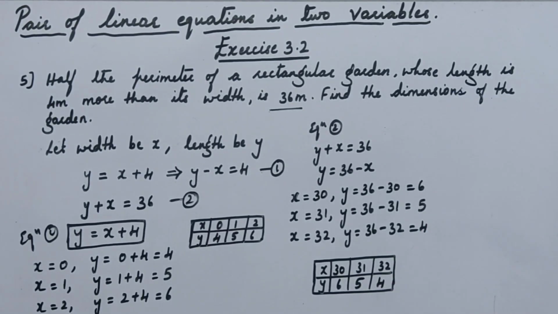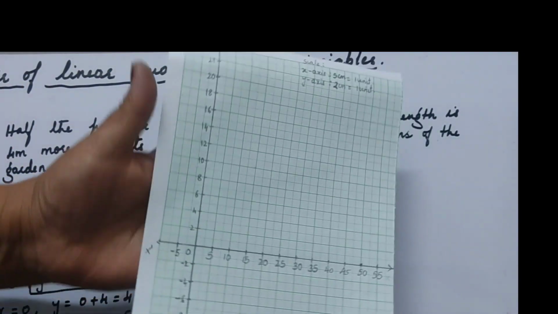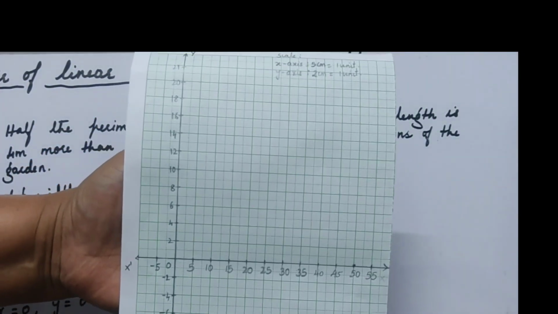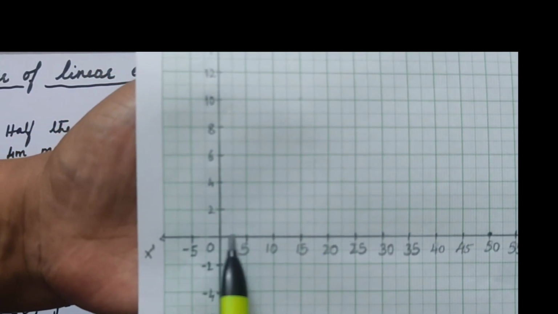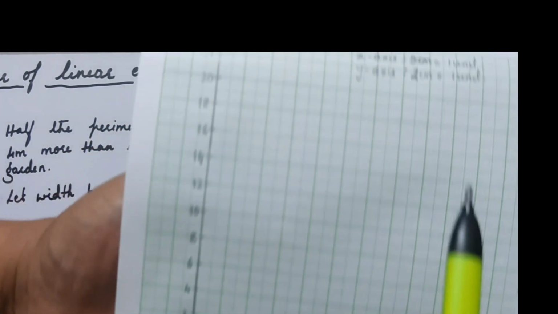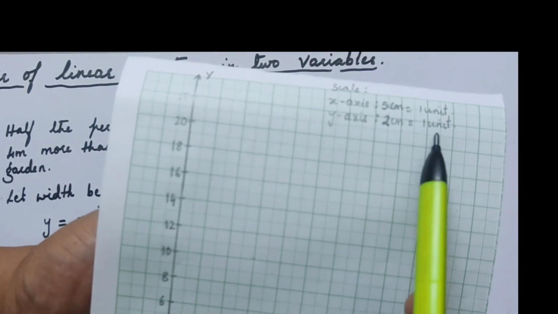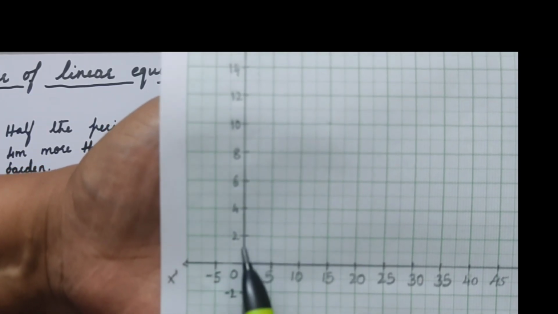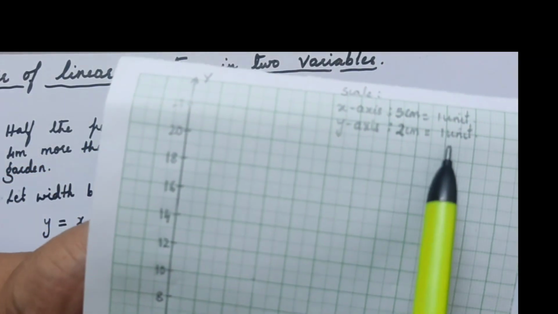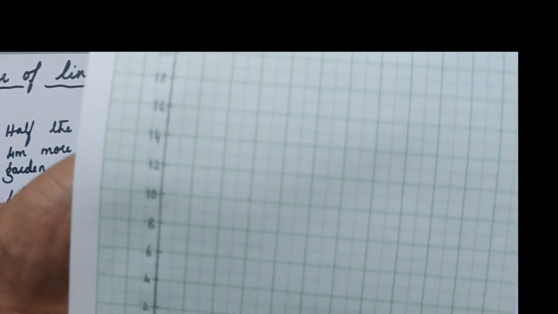Okay students, now this is a graph sheet. Okay, you can observe here that on the x-axis I have taken 5 centimeter equal to 1 unit. I have written here, this is a scale. This is very important to maintain. And on the y-axis 2 centimeter equal to 1 unit I have written. Right? Now come on, let's plot here.